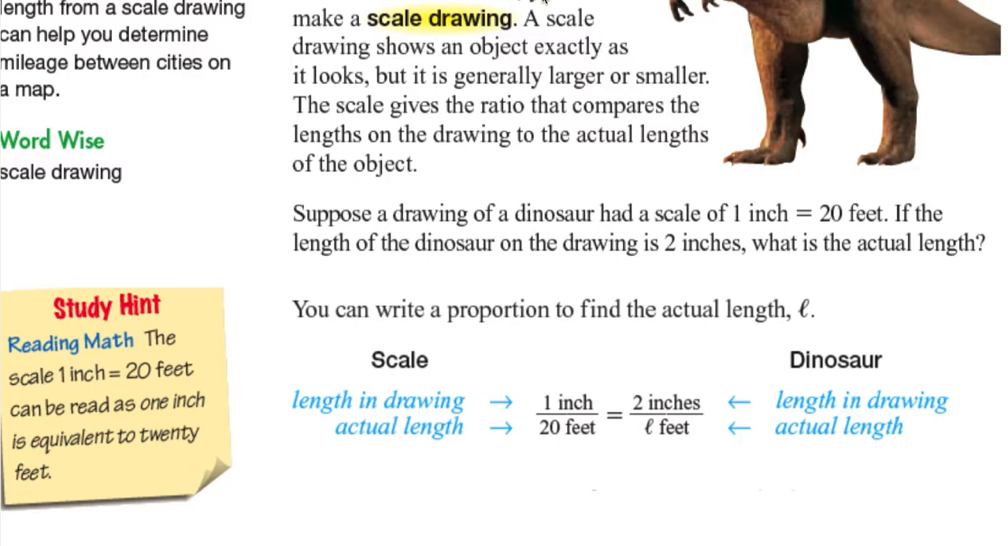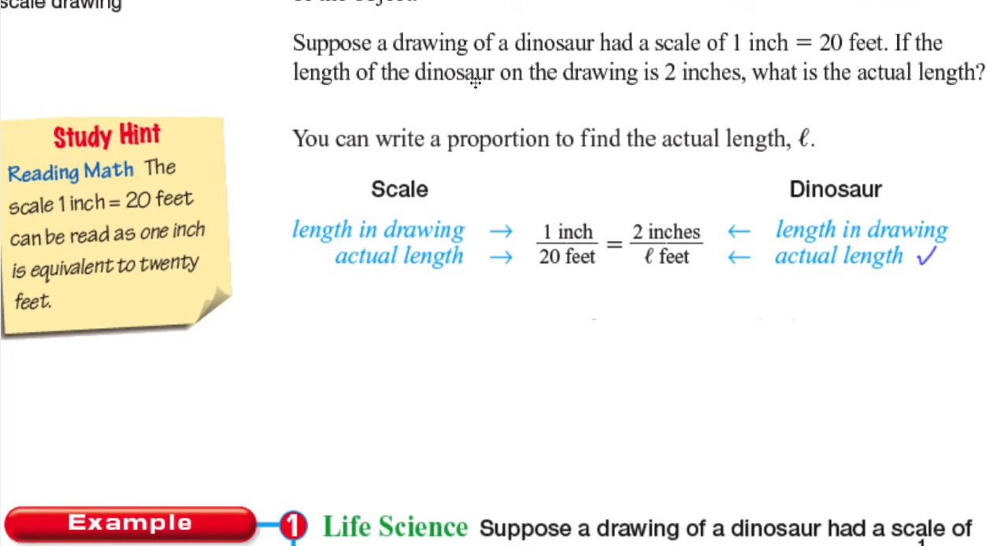Now if you also notice, the length of the drawing on the scale and the length of the drawing of the dinosaur are both in the numerator side, and the actual lengths of the scale and the dinosaur are both in the denominator side. So this is one way to organize your ratio so you can get the actual length. So after we have created our proportion, we do what we did in the last lesson, which is we get the cross products.